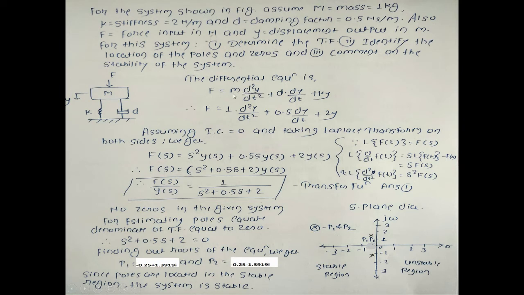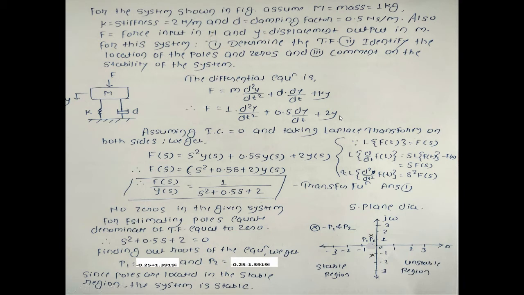Putting the values of the mass, the stiffness of the spring, and the damping factor into the above differential equation, we can rewrite this equation as F equals d2y by dt square, since mass has value 1 kg, plus damping factor 0.5 newton second per meter, that's why 0.5 dy by dt, plus 2y.